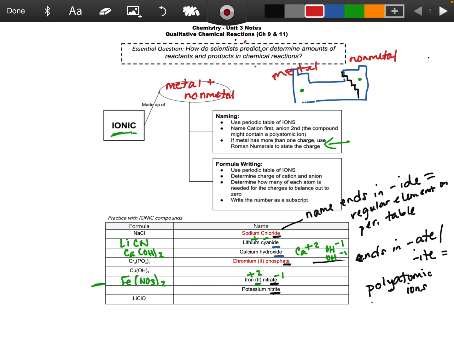The last one, potassium nitrite. Potassium is +1, nitrite is NO2 and it has a -1 charge. So we would just need 1 potassium and 1 nitrite.